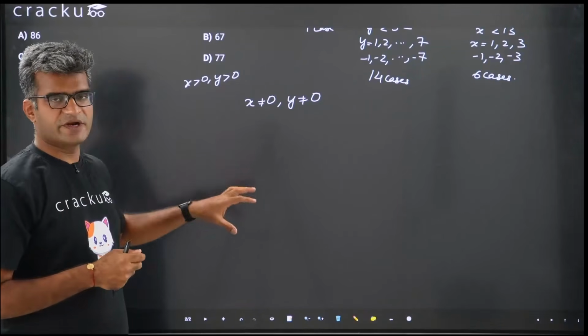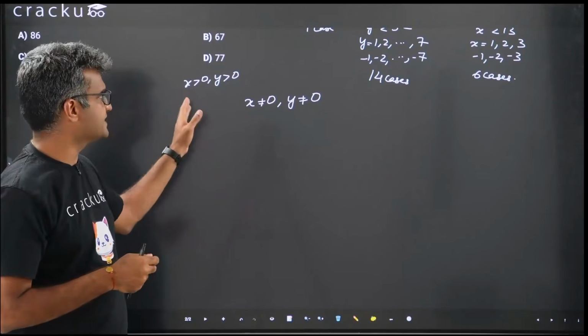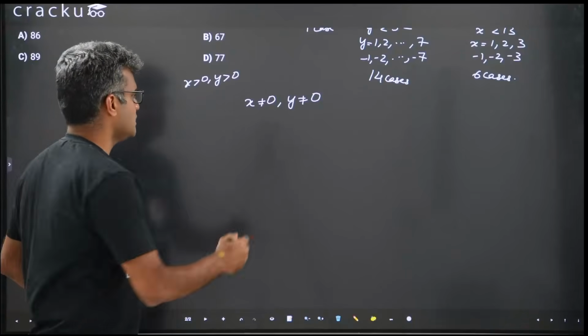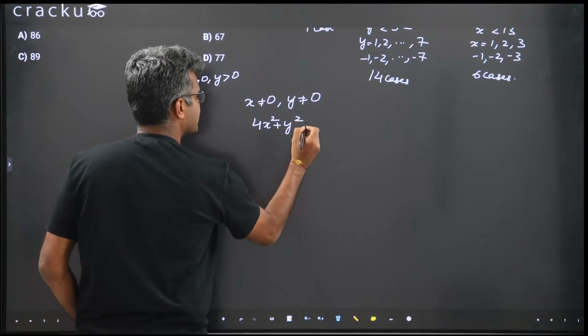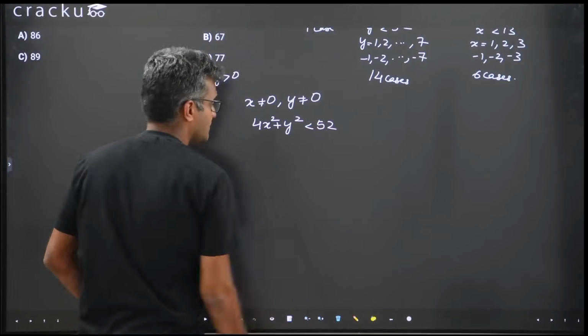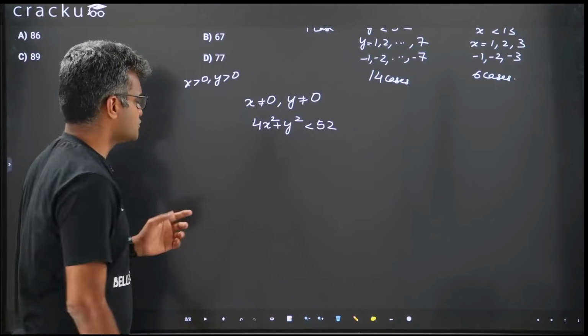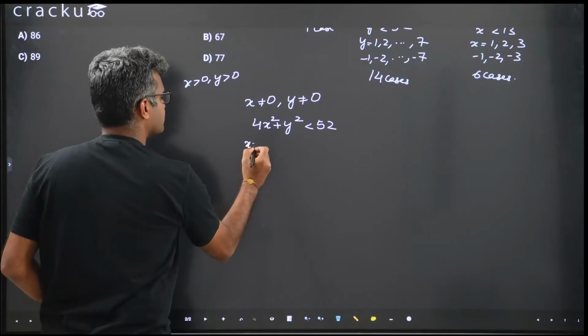But just to enumerate, for the sake of simplicity, let us assume that x is greater than 0 and y is greater than 0. So you have 4x square plus y square is less than 52. Both x and y are greater than 0. So now let us assume that x is equal to 1.